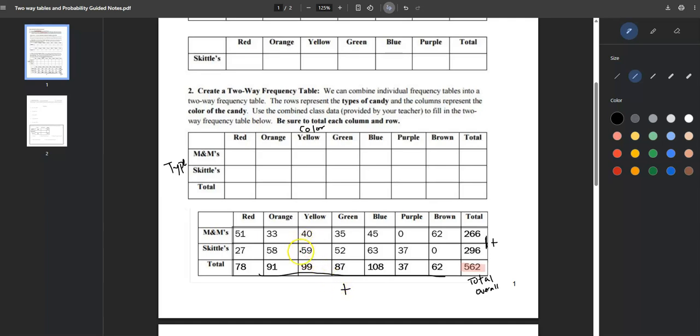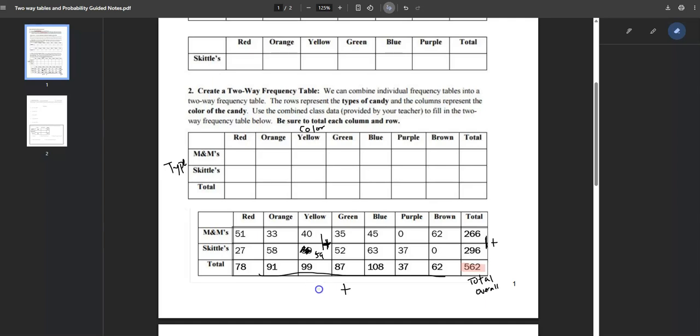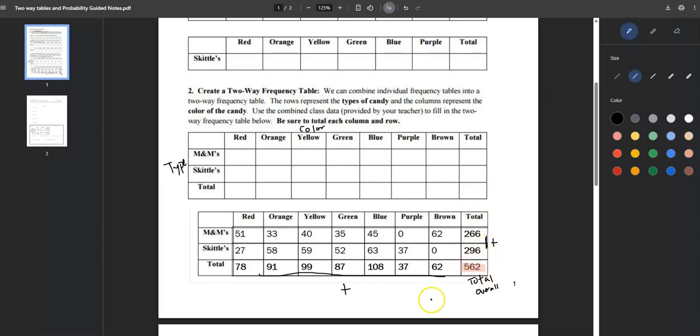This 59 right here represents that there are 59 yellow Skittles in that package, and there are 40 yellow M&Ms. Again, I should be able to add vertically to find that number down there if I don't have that number. So if I do not give you this number here, can I find that? Yes, I can. I can go 99 minus 40, and that'll tell me what that number is, which would be 59. So I should be able to do that skill as well as just adding those. So that's your table, and you should be able to put those together as you go through.